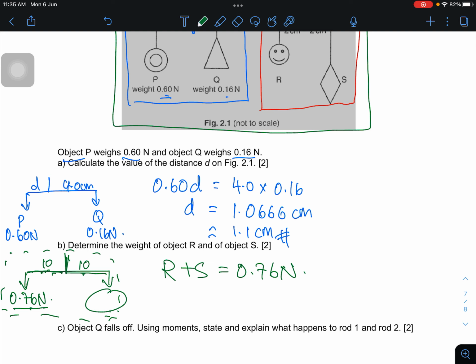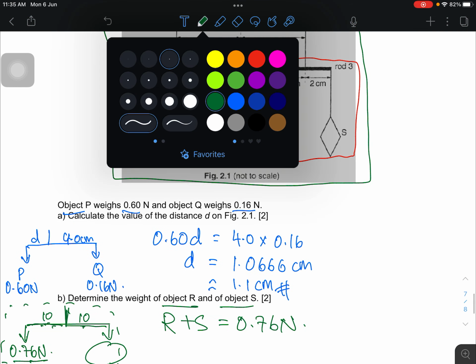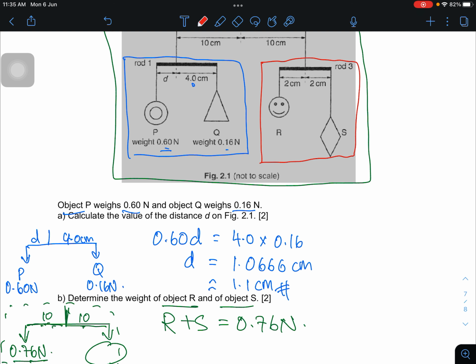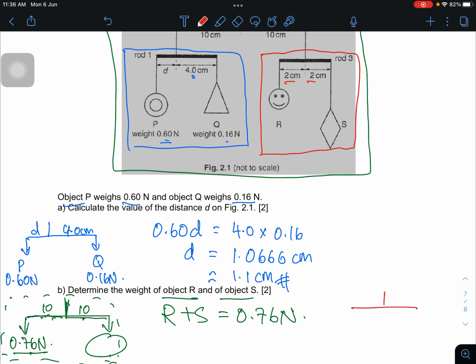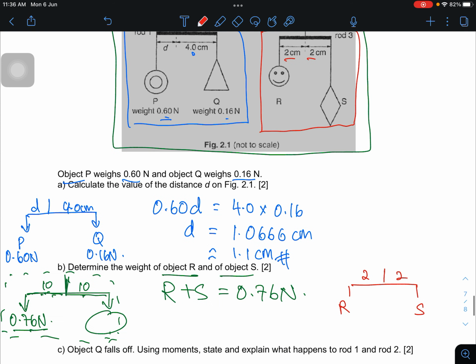So moving on, the question is not asking you for the total weight. If it were total weight, we could just put 0.76. But the question is asking you to find the weight of R and S separately. So now is the time that we're going to zoom into this system. The system is like that. How far are they? 2 cm and 2 cm, right? Over here I have R. Over here I have S.